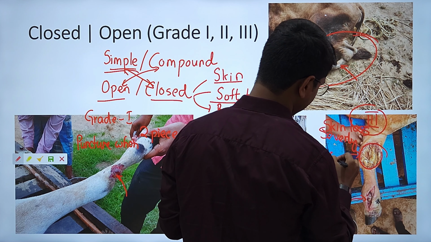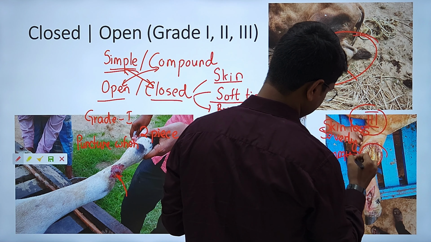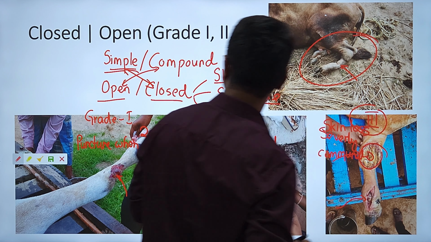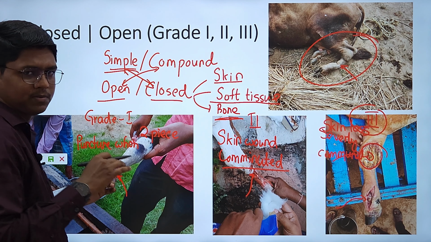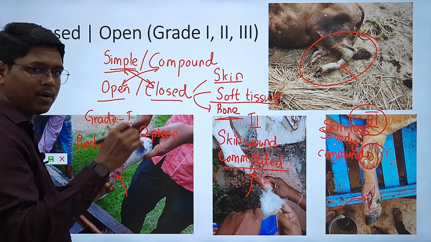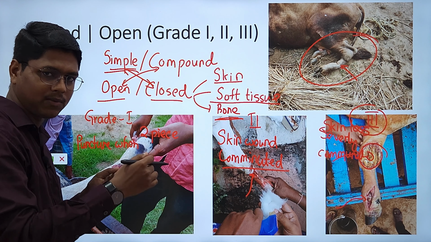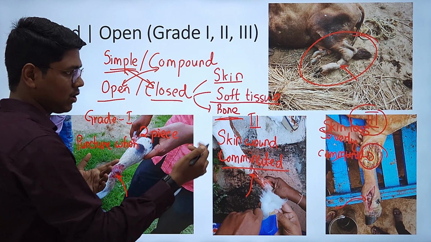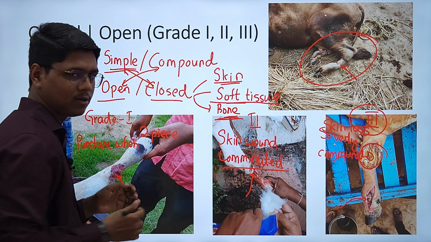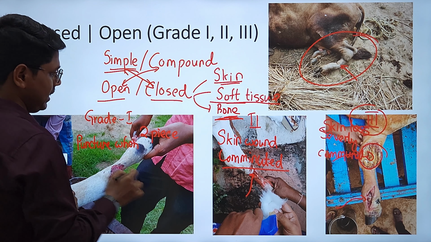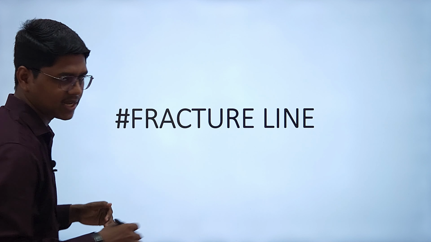So these are the 3 grades of open fracture. This is basically on the basis of the skin bridge: simple or compound, or you can say closed or open. Open fracture is further subdivided into grade 1, grade 2 and grade 3 on the basis of skin, soft tissue and bone. Okay, next is fracture line.